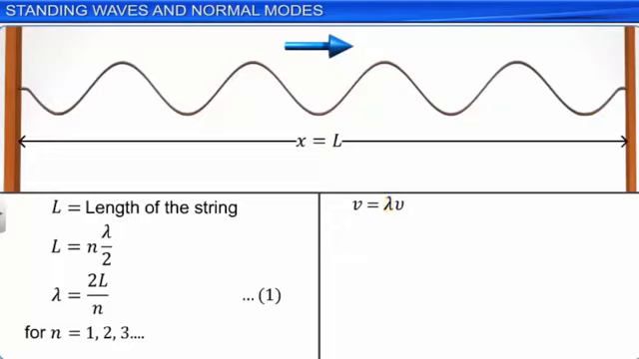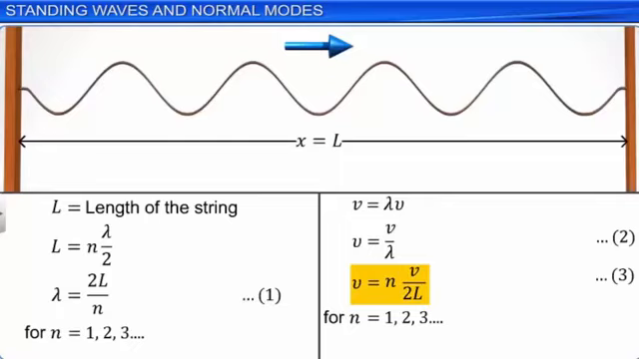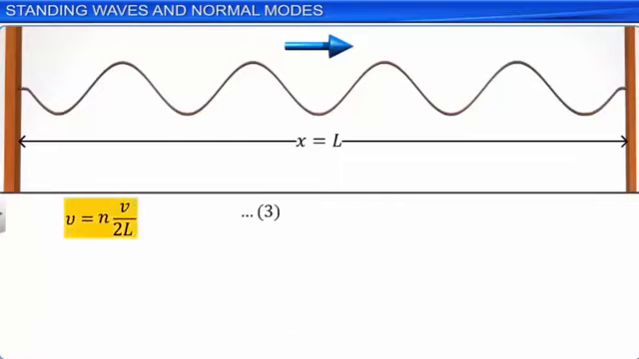Substituting equation 1 in 2, we get nu is equal to v divided by (2L by n). By simplifying this equation, we get nu is equal to n into v by 2L, for n is equal to 1, 2, 3, and so on. Let this be equation 3. Equation 3 gives the natural frequencies or the modes of the oscillations of the system. The natural frequencies of a string are integral multiples of the lowest frequency. When n is equal to 1, nu is equal to v by 2L, which is the lowest frequency.